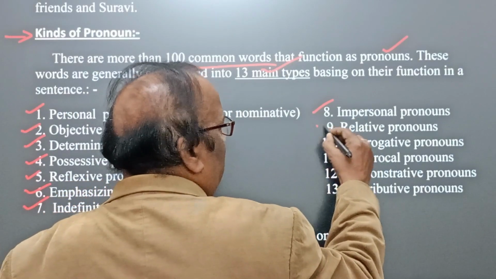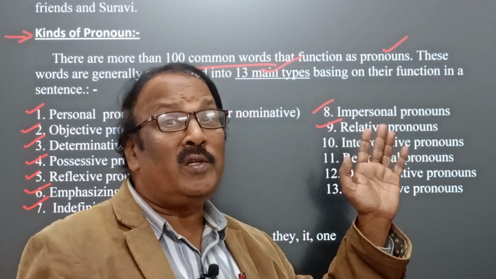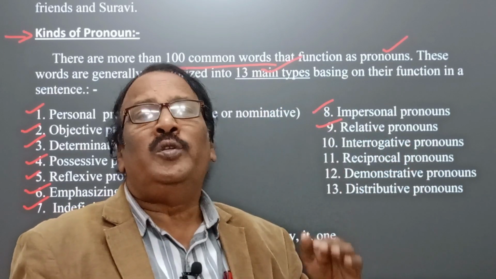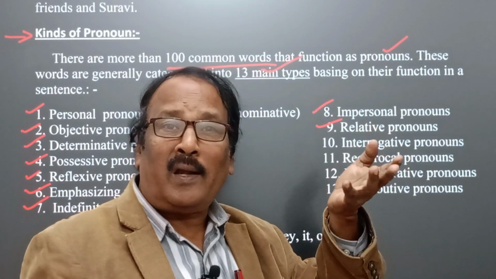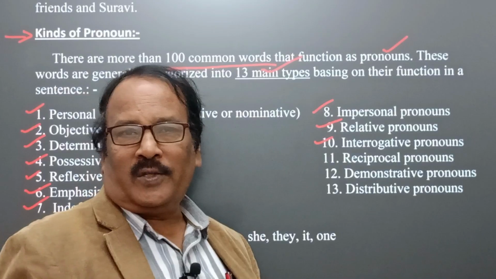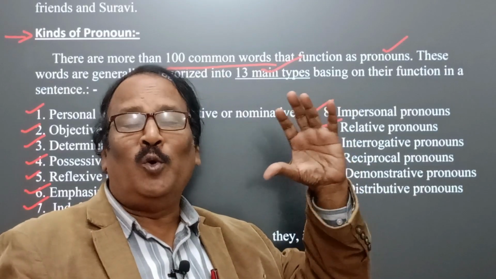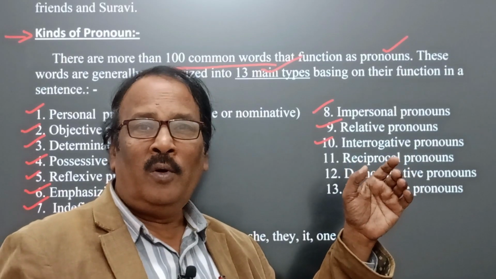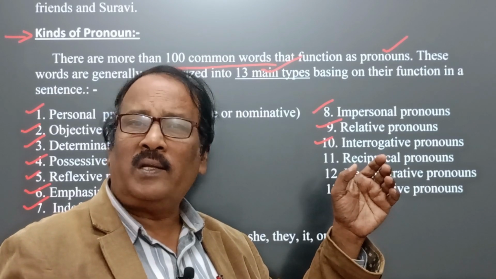Another idea, that is relative pronoun. These pronouns usually keep relationship with the antecedent or the nouns used just before them. Who, whom, whose, which, that. These are the examples of relative pronouns. Interrogative pronouns are the pronouns which are used to make questions at the time of speaking and writing, like who, whom, whose, which, when, where, why, how, etc.